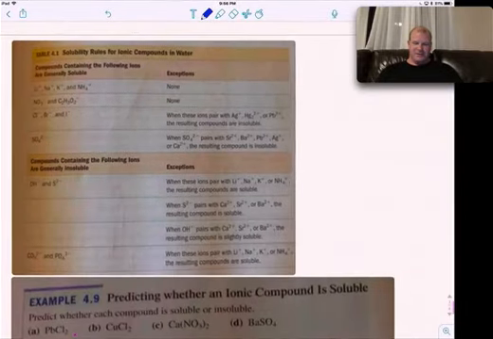Okay, so let's go and talk about solubility of salts. There's two definitions for salts. One is a metal and a non-metal that's not an oxide or hydroxide. The other definition is the result of an acid-base neutralization reaction.